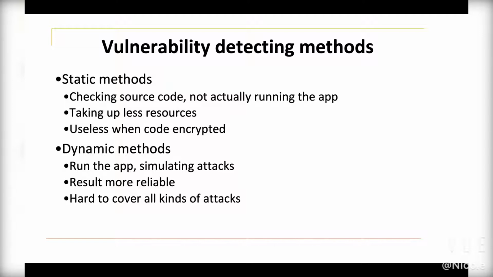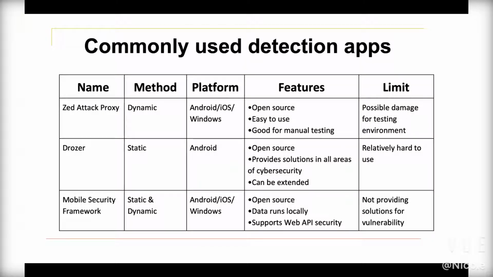The dynamic method requires running the app either in a sandbox or in a real environment. It will simulate different kinds of attacks. The result is more reliable because it can find out how the app behaves under these attacks. But this method cannot cover all kinds of attacks which attackers would use. In reality, it is impossible for all development teams to build their own vulnerability detection system, so there are many kinds of detection apps available.